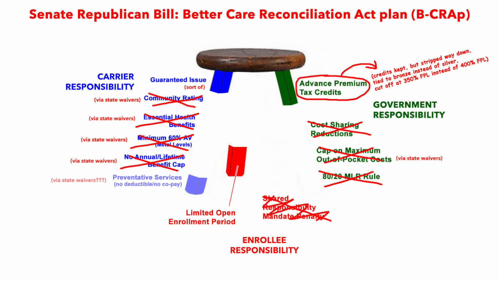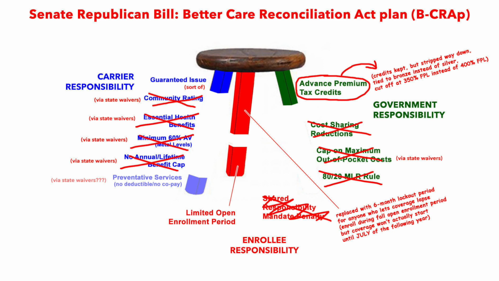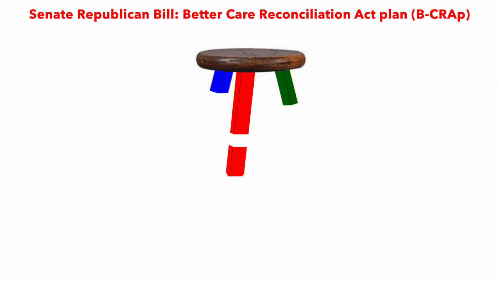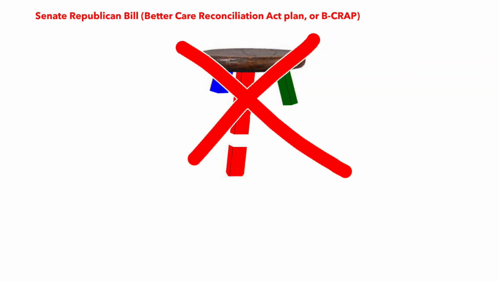As for the individual mandate, it would again have been replaced, this time with a 6-month lockout period. This would have meant that if you didn't have coverage in, say, January 2020, not only would you have to wait until November 2020 to enroll, your coverage wouldn't even start until July of 2021, which means in theory you could go up to 18 months without coverage. Again, this is what BCRAP would have looked like if it had become law.